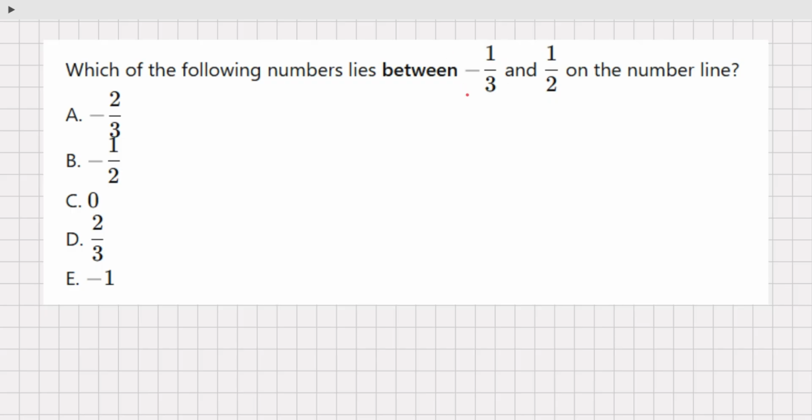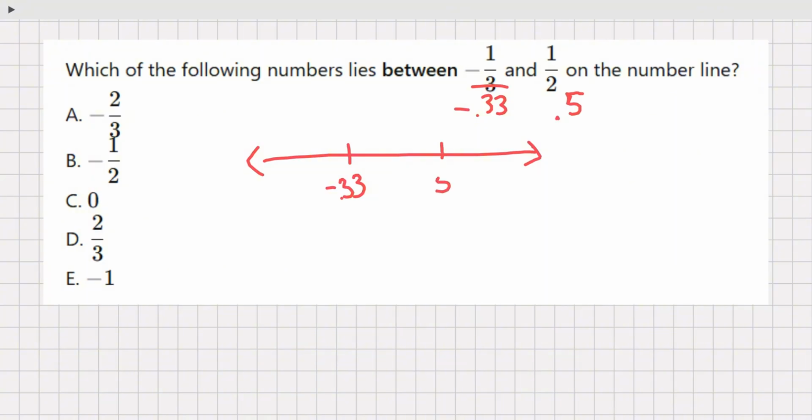Which of the following numbers lies between negative 1/3 and 1/2 on the number line? So this is just another example of a number line, but it's just asked a little differently. It's a little bit harder than it was before. So negative 1/3 should be about negative 0.33, repeating, and then 1/2 should be about 0.5. So what number is between negative 0.33 and 0.5? I'll just draw this on the number line. You don't have to when you do this problem.